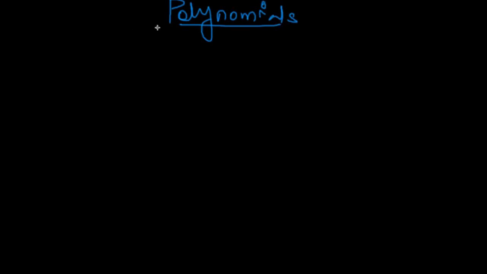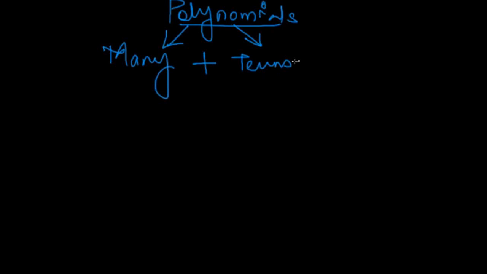To understand it in a better way, let us first discuss the title, that is polynomials. Now polynomials is made up of two words, poly and nomials. Poly stands for many, whereas nomial stands for terms. So polynomial stands for many terms. So many terms combined together is called as polynomials.